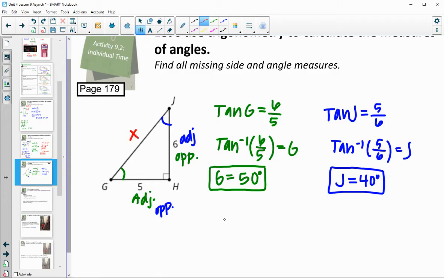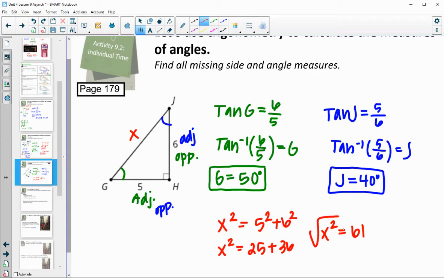And then to find the hypotenuse, so we've got x squared equals 5 squared plus 6 squared. So x squared equals 25 plus 36. 25 plus 36 is 61. And then square root that. So x equals, to the nearest tenth, 7.8.